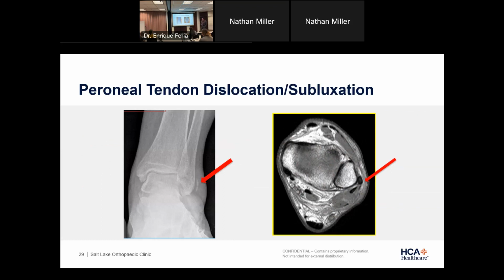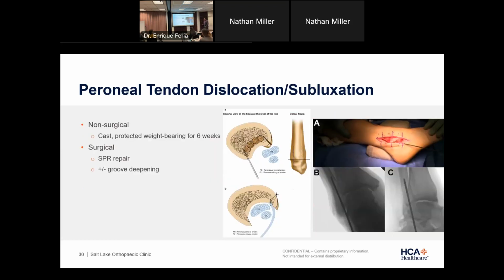And this is just showing you an x-ray of what that can look like. That little fleck of bone that you're seeing here on the outer part of your ankle is just indicative of that ligament tearing a piece of bone off and now allowing those tendons to dislocate back and forth. And an MRI helps you diagnose that. This tendon normally should be located behind your fibula, and you can see how it's slipped out to the side there. When you see this type of problem, non-surgical treatment isn't that great.